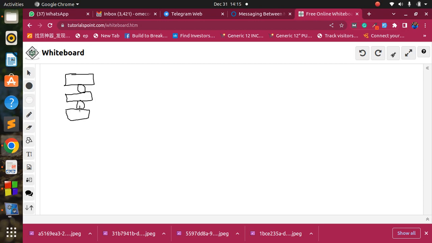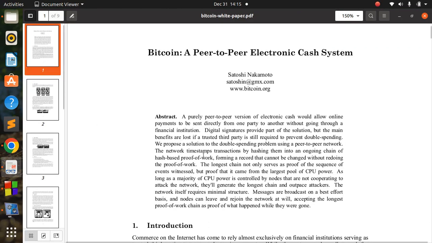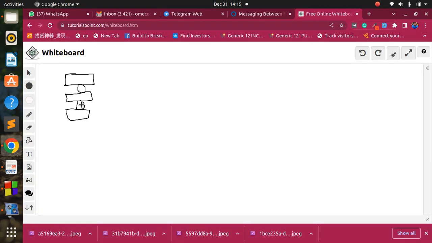So that is what this paper is trying to tell us: that the network timestamps transactions by hashing them into an ongoing chain of hash-based proof of work, forming a record that cannot be changed without redoing the proof of work. So by the time this transaction has been hashed and fixed here, it cannot be changed because it's a chain. That's why it's called blockchain. It cannot be changed unless you redo the entire transaction.